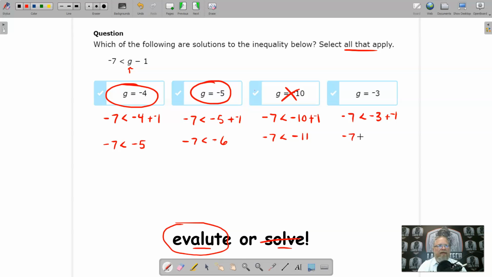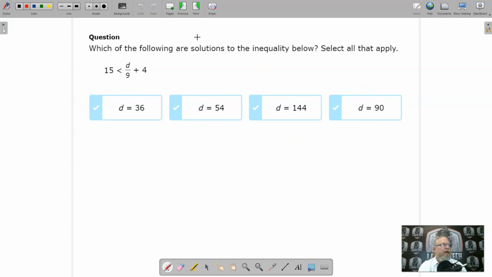Now I have -7 less than -4. Is -7 less than -4? Indeed it is. So g equals -3 is a correct solution also, or it's a correct choice because -3 is a solution.